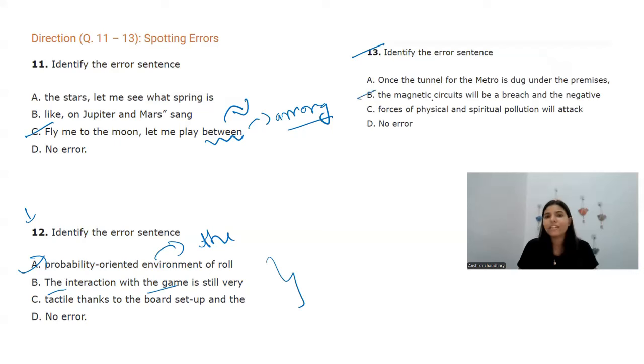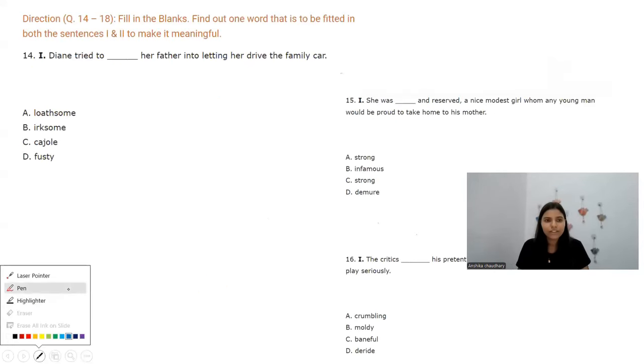So if we see the second part, "the magnetic circuits will be a breach," it is making a problem here: how can a magnetic circuit be a breach? A breach in a magnetic circuit is correct, but "magnetic circuit will be a breach" is not possible, right? A breach can occur in a magnetic circuit, but the circuit itself cannot be a breach. It should be like "a breach will occur in the magnetic circuit." We can replace it with "in," but this is not the correct way to represent it. So the error is here. Let's move on to the next question.